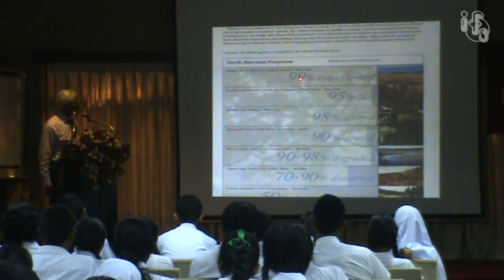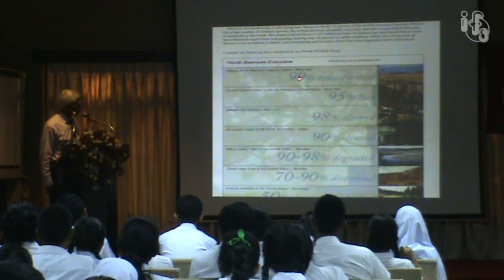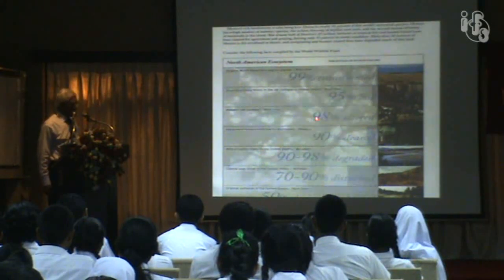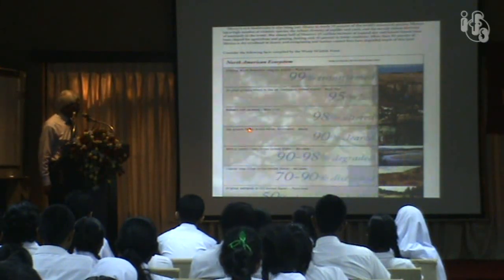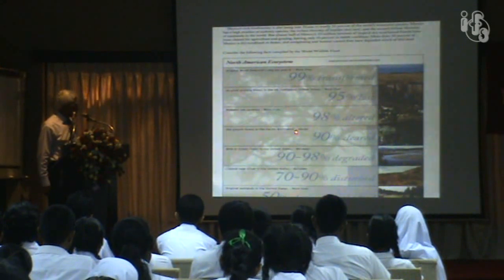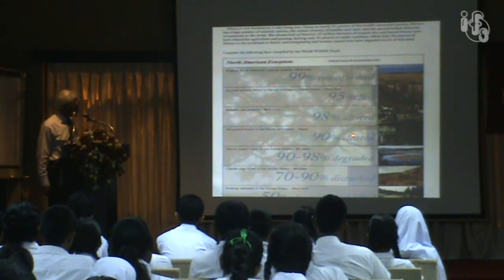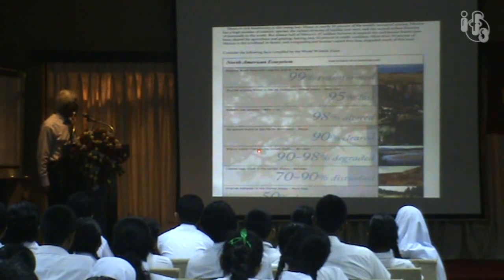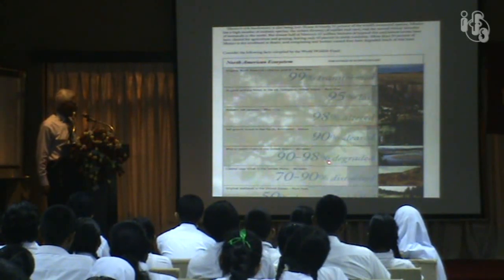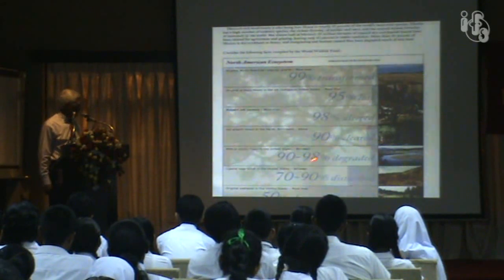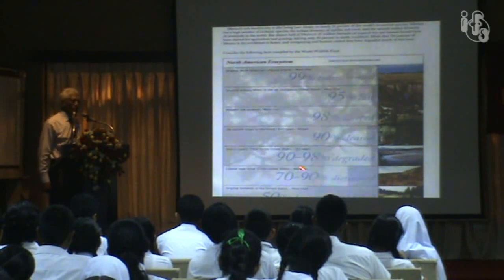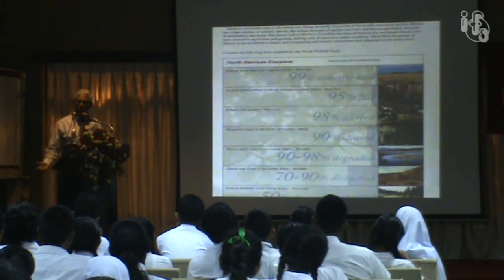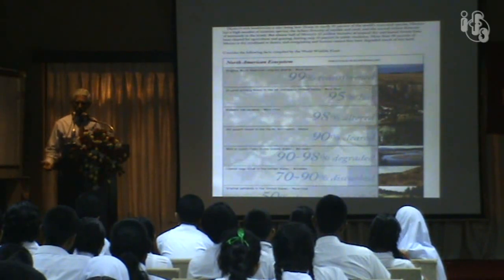Original American tall grass, 99% transplanted. Original primary forest, 95% lost. Oak savanna, 98% altered. Old growth forest in the Pacific North, those are the redwoods, 90% cleared. Wild scenic rivers, 90 to 98% degraded. Coastal shrub, 70 to 90% disturbed. This was the price America has paid for so-called development.